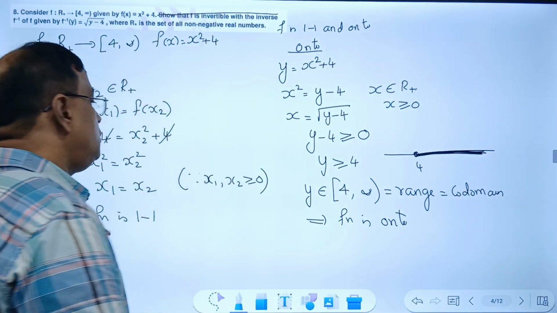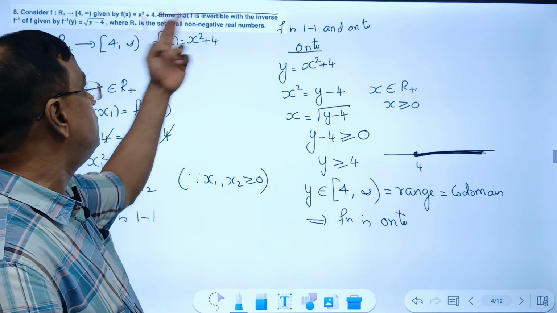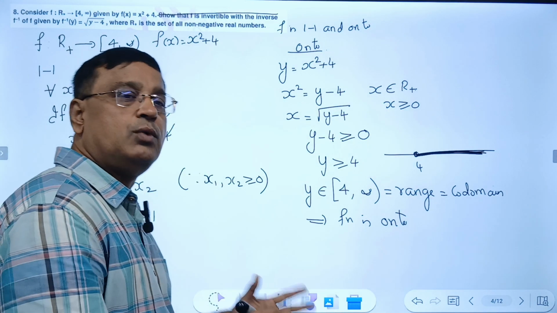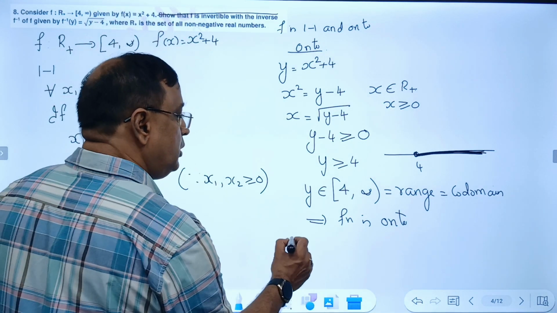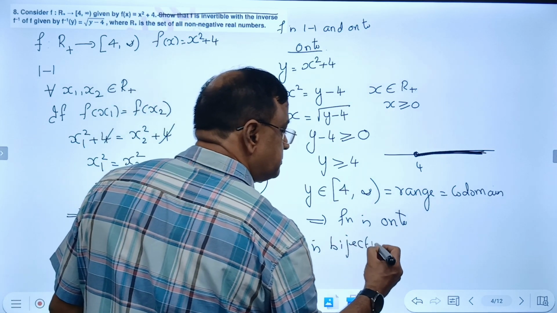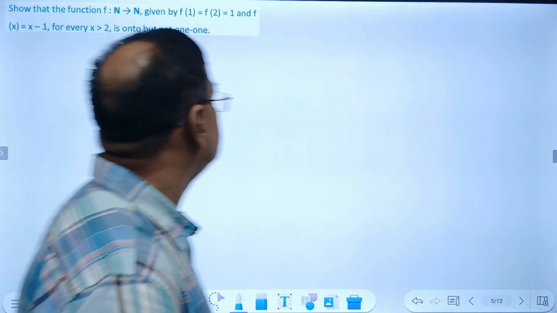Since the function is 1 to 1 and onto, it's bijective. If it is bijective, definitely inverse will exist. Those things are not there for us, so don't bother. Check whether it is 1 to 1 and onto. Since it is 1 to 1 and onto, you can say f is bijective. Is it clear? Okay, let's go to the next question.